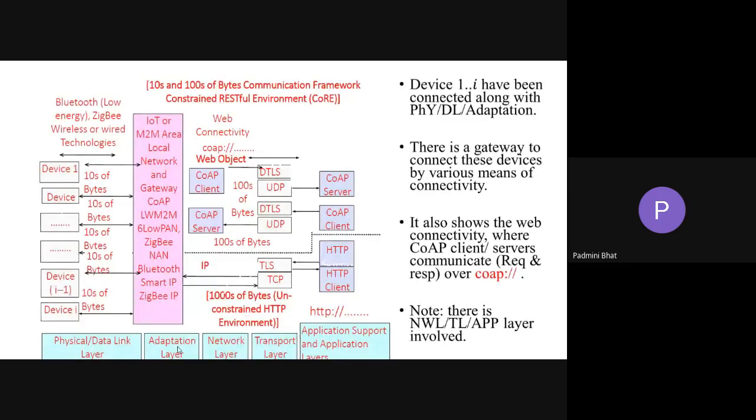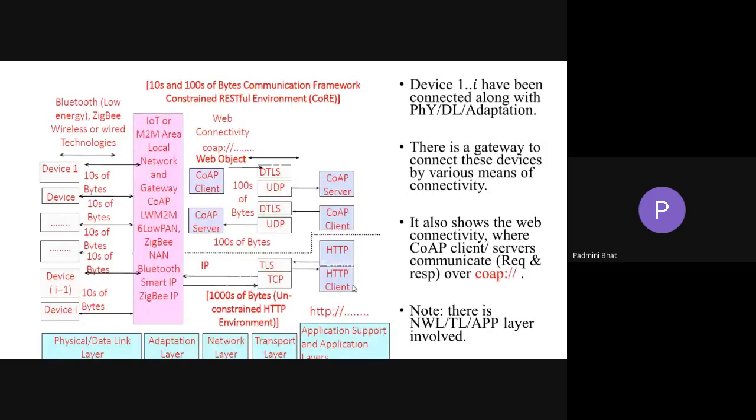Now these all are unconstrained: physical layer, adaptation layer, network, transport, application support. Directly it takes place, so it is unconstrained. Now the devices are at the physical layer. There is a gateway to connect these devices by various means of connectivity. It also shows the web connectivity, where the CoAP client and server communicate. You have to note this part.